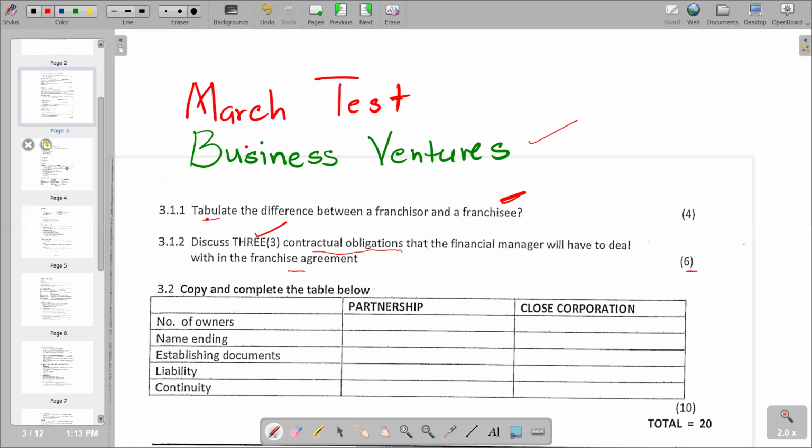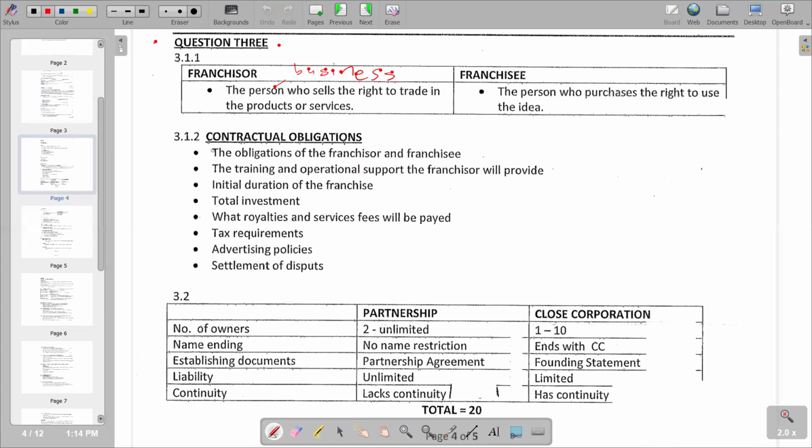So we go to our answer section and see which ones we have. The first one is the obligations of the franchisor and the franchisee: what is supposed to be done by the franchisor and what is supposed to be done by the franchisee within that franchise agreement. The second point is the training and operational support the franchisor will provide. Then also the initial duration of the franchise. Obviously, the franchise will have a duration for which it is supposed to run.